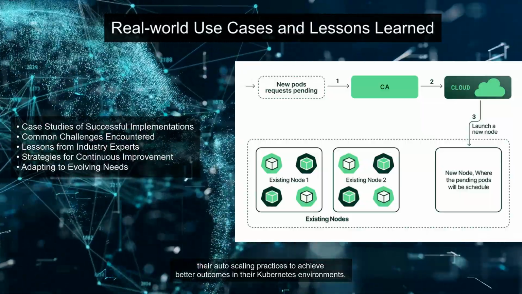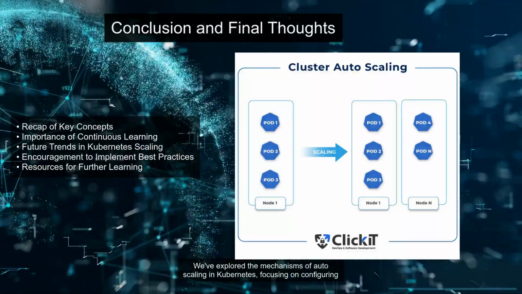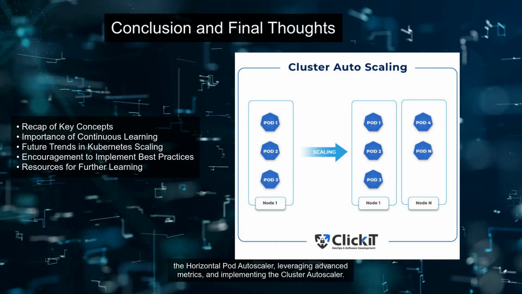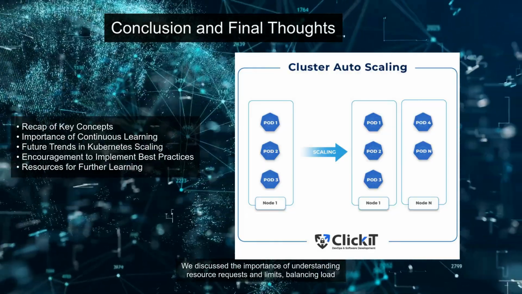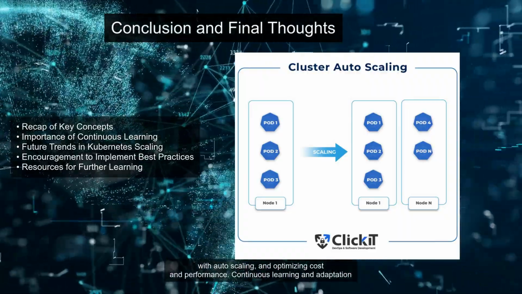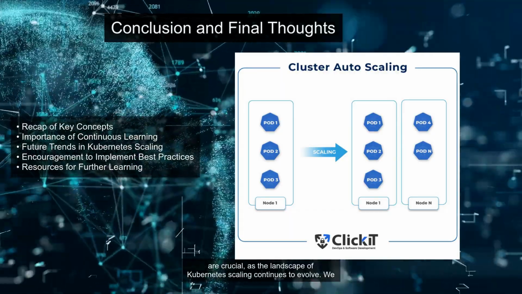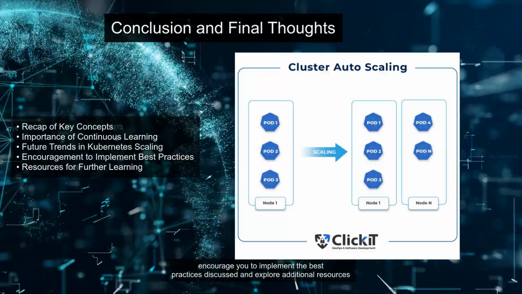As we conclude this video, let's recap the key concepts we've covered. We've explored the mechanisms of auto-scaling in Kubernetes, focusing on configuring the Horizontal Pod Autoscaler, leveraging advanced metrics, and implementing the Cluster Autoscaler. We discussed the importance of understanding resource requests and limits, balancing load with auto-scaling, and optimizing cost and performance. Continuous learning and adaptation are crucial, as the landscape of Kubernetes scaling continues to evolve.